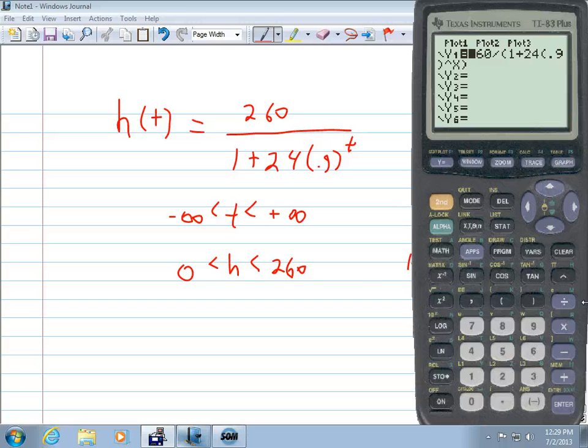No, that's a weird graph. Oh, you still have stat plot on. I'm going to turn stat plot off. It's graphing your stat plot. Yeah, turn that off. Second y equals plots off, enter. Now graph. What's your window? Negative 100 to 100, negative 500 to 500. Still looking weird.